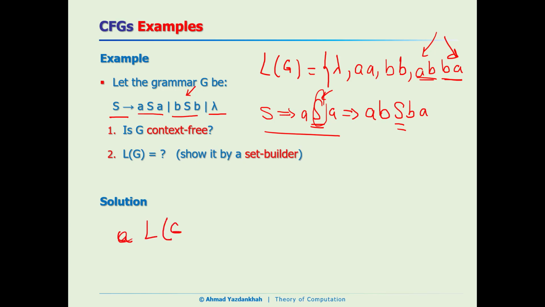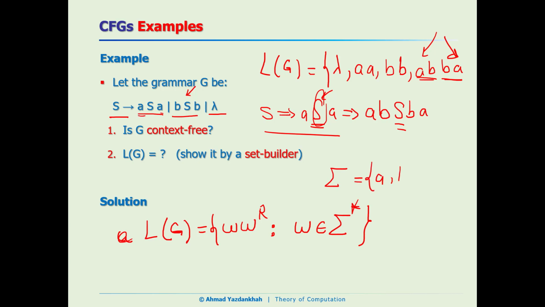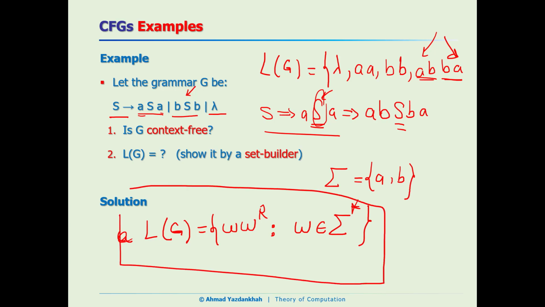L of G equal to W W reverse such that W belongs to sigma star, and the sigma of course is here because we just have A and B, so it will be {A, B}. So this is the language that this is representing. So our answer is yes, it is context free, and the set builder of this language is like this.